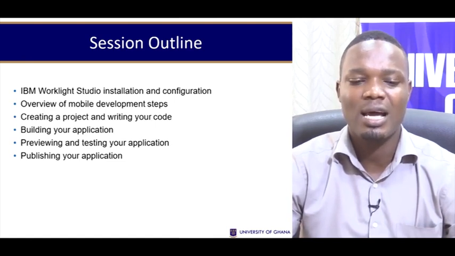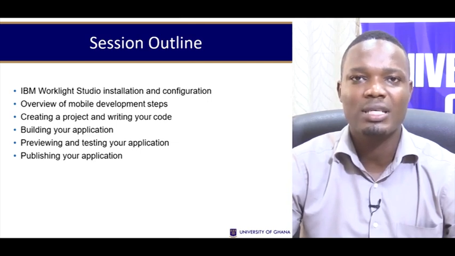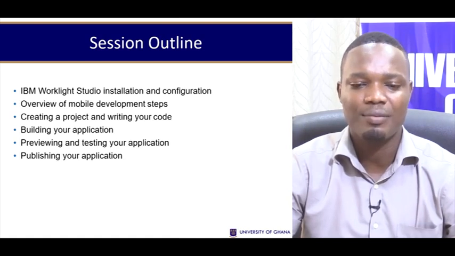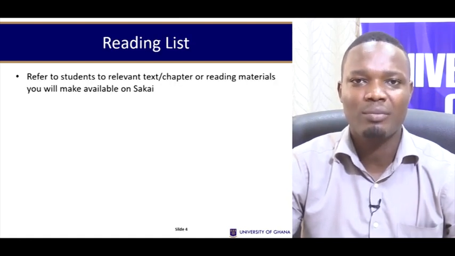The session outline is as follows. We would first look at IBM Worklight Studio installation and configuration. Then we would look at the overview of a mobile development process. We would create a project and write some code. Then we will look at building applications. Then we'll look at how to preview and test your application, and finally publish your application. The reading materials have been uploaded onto the Sakai platform. Please do well to have a look at them.